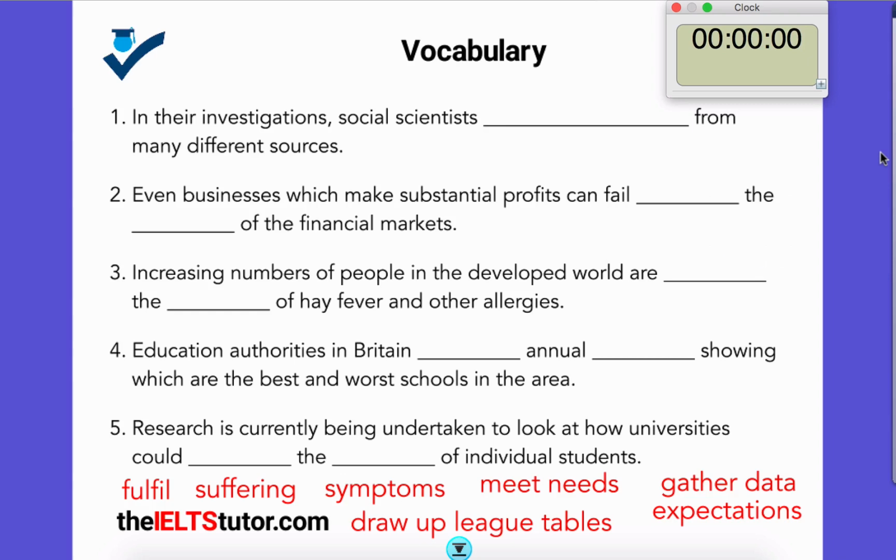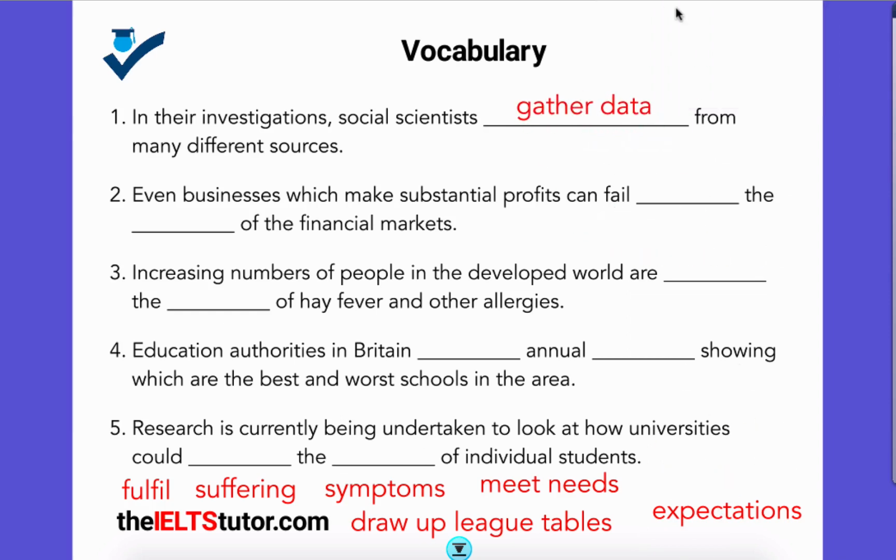Okay, so how do we do? Let's check your answers against the ones we have here. Starting with number 1. In their investigations, social scientists gather data from many different sources. Okay, so gather data. Now, number 2, even businesses which make substantial profits can fail.